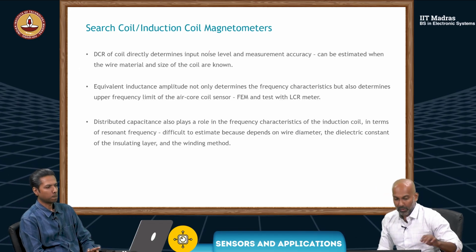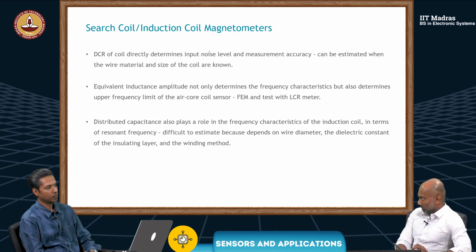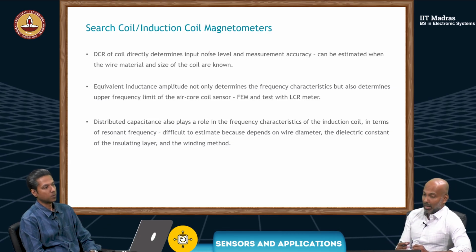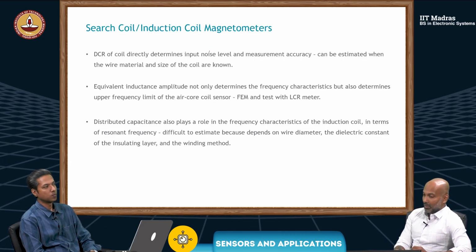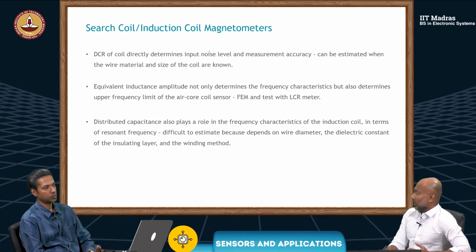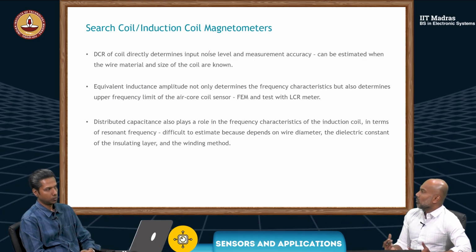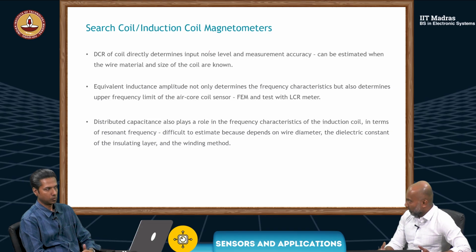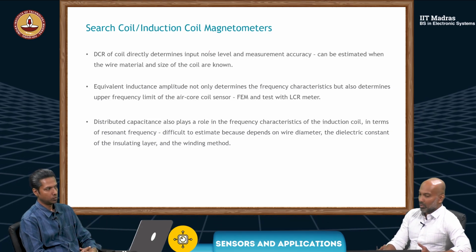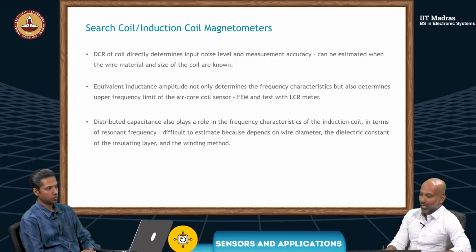So we talked about the DC resistance of the coil, and we saw how that directly determines the input noise level and the measurement accuracy. As you said, the resolution is a key factor that it influences. So how can you estimate this? We have an equation for it, but to truly estimate this parameter, you normally need the wire material, the size, and so on.